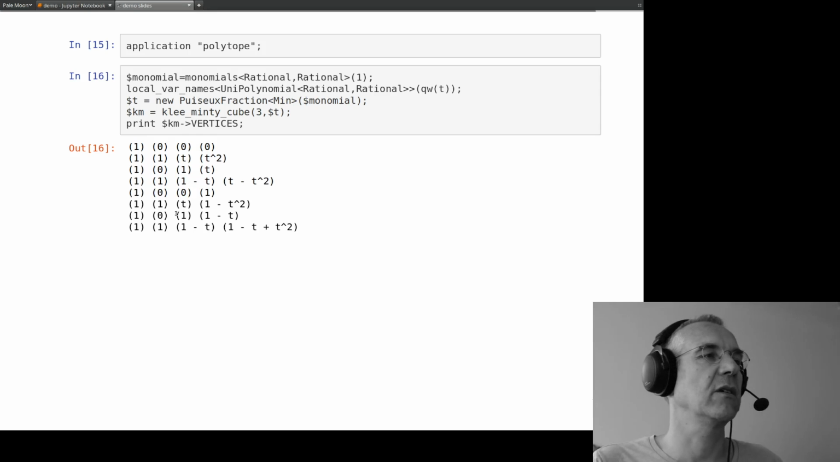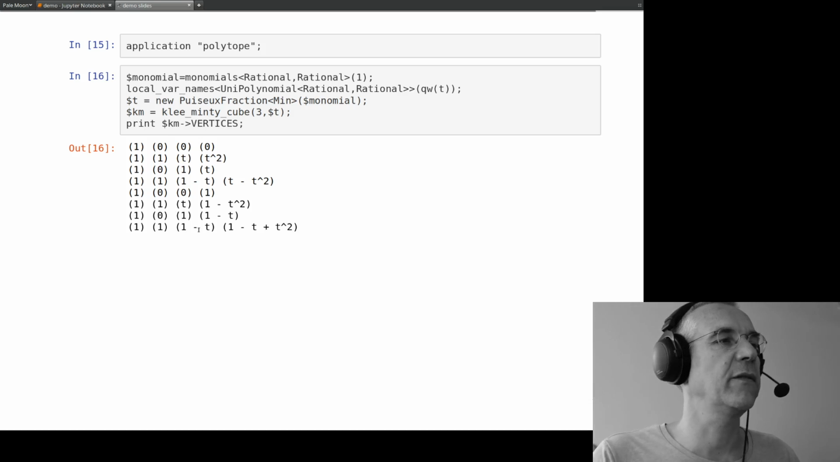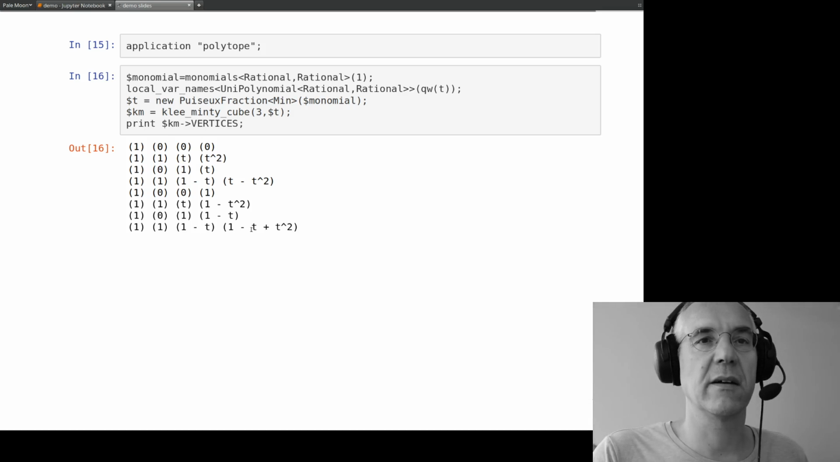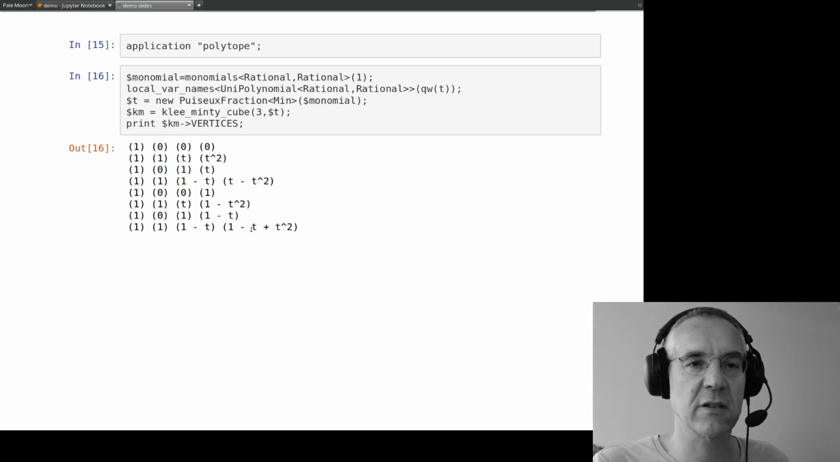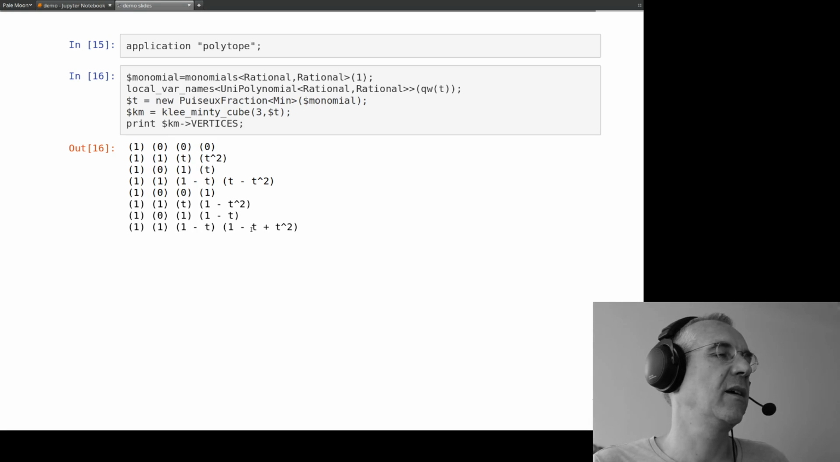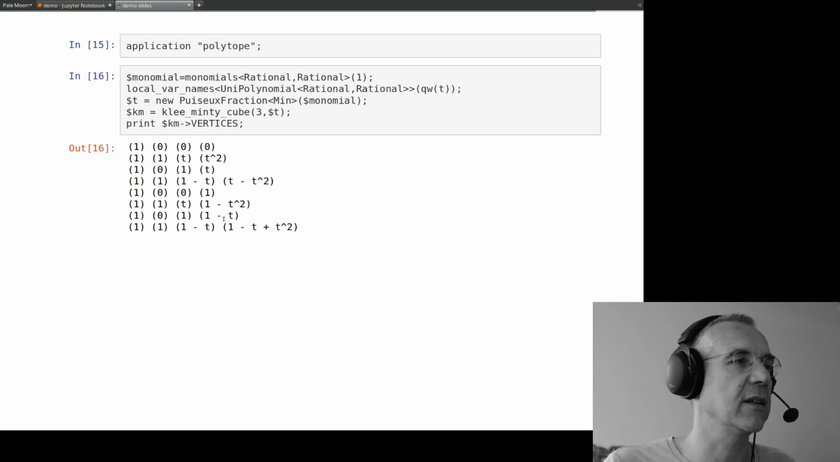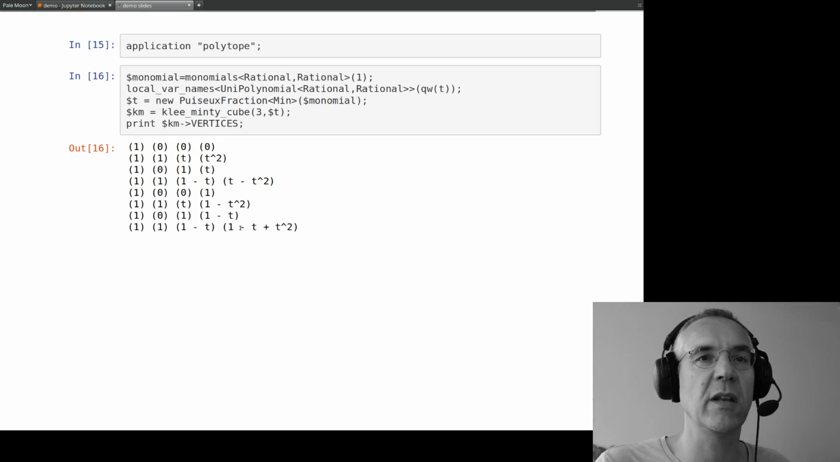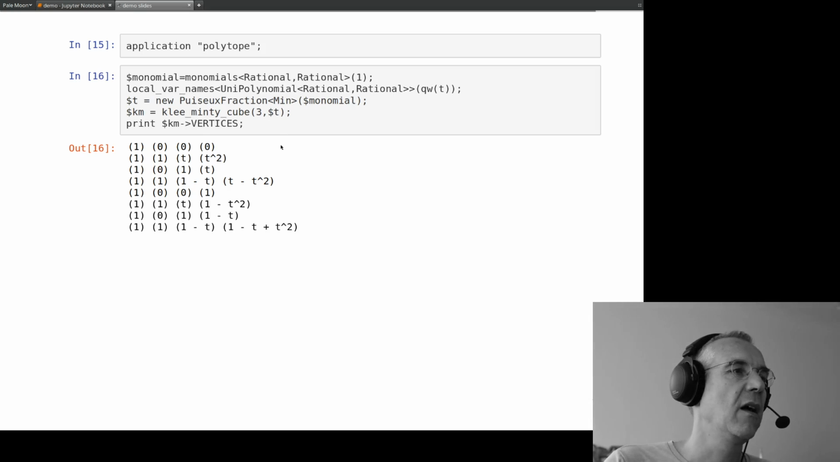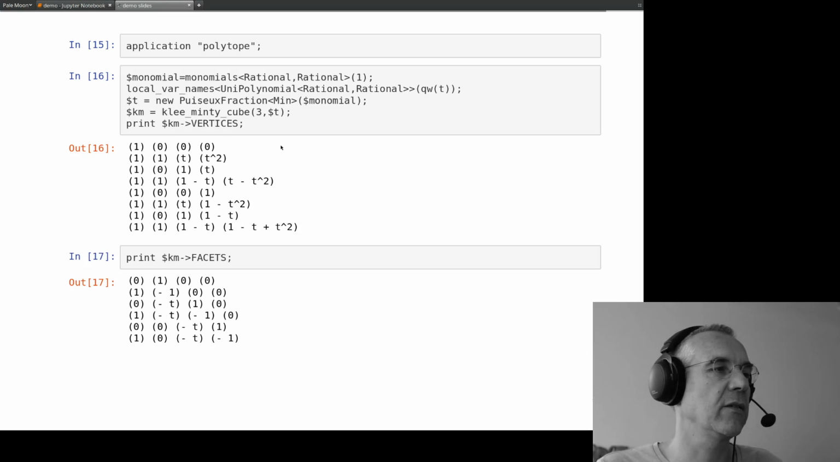So sometimes a t occurs, sometimes a t doesn't occur. The coefficients in general are fractions of these polynomials in t, but here in this particular example, these are just polynomials in t. It's not a difficult example in this case. And these are the 8 vertices of the Klee-Minty cube for an infinitesimally small t. All right. And here you see the facets.